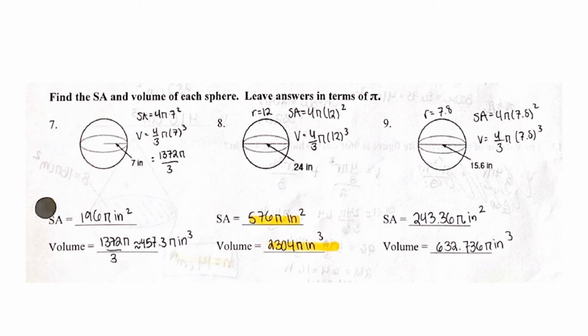On number 8, since the diameter is 24, we have a radius of 12. Again, our surface area, 4 pi r squared, would be 576. And then the volume, don't forget to cube your radius, 12 times 12 times 12, will be 2,304 pi inches cubed. On number 9, we have a radius of 7.8. Don't forget to use your radius instead of the diameter. Surface area, 243.36 pi inches squared. And then for the volume, I got 632.736 pi inches cubed. So again, make sure you cube your radius there.